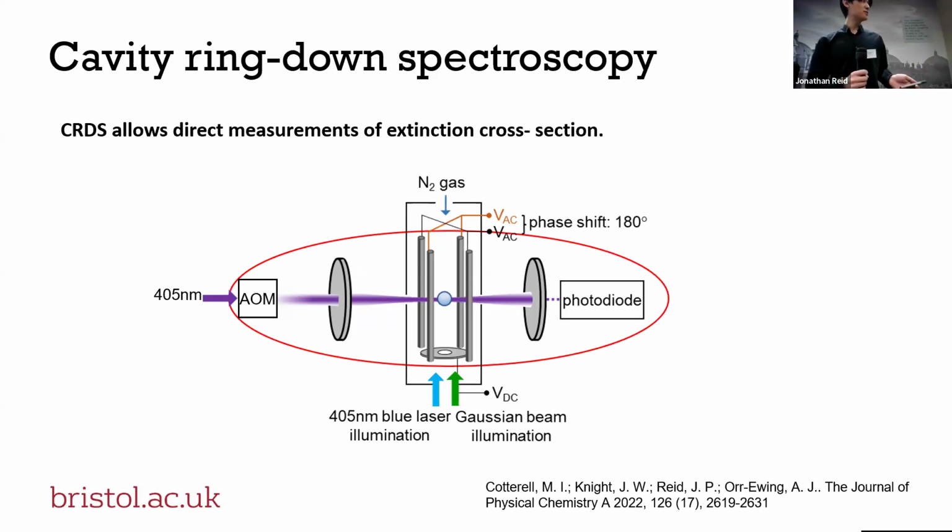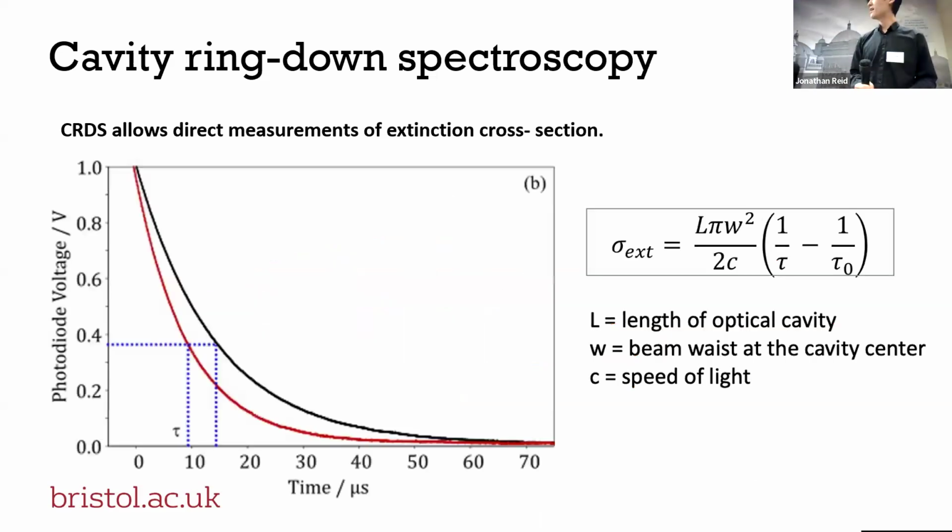A continuous wave laser at 405 nanometers will go through an acousto-optical modulator, then excite the cavity. And the position of the mirrors can be adjusted slightly to achieve resonance, where the intensity of the intracavity light will increase and is monitored by the photodiode. After reaching a threshold voltage, the photodiode will tell the modulator to start a ring-down event. Then the intensity of the intracavity beam will start to decay exponentially.